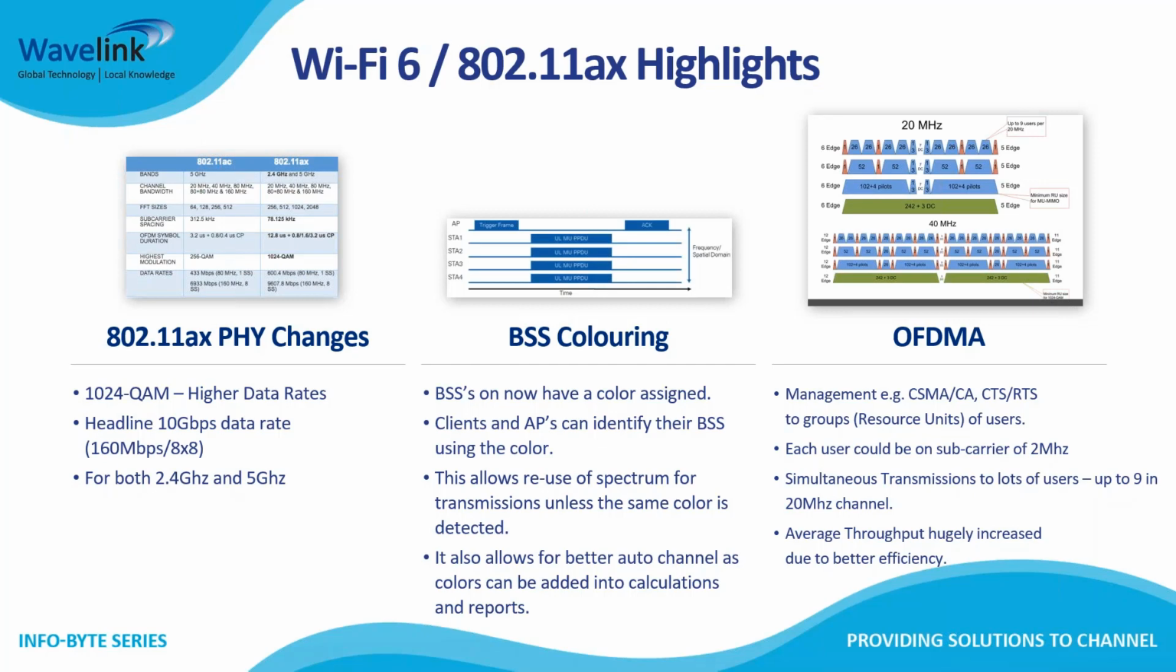So the physical changes, again, the higher data rate capability of 1024 QAM, up to 10 gigabit per second data rate. That's of course using 160 megahertz wide channel bonding with an 8x8 radio and client, not that any exist at the moment, clients more so than access points. That's for both 2.4 and 5 gigahertz, which is fantastic. BSS coloring, so the BSS, they now have a color bit assigned to their header.